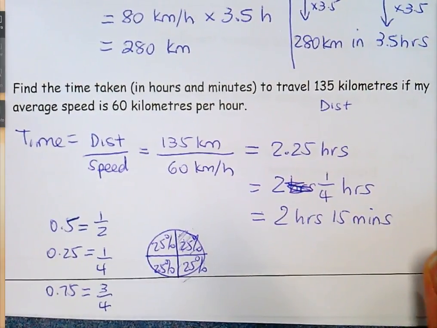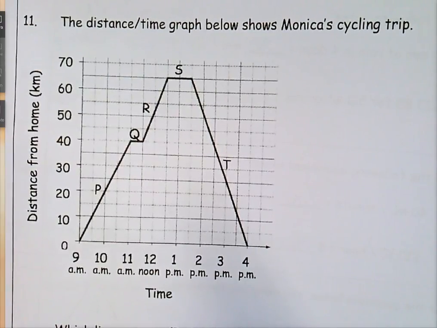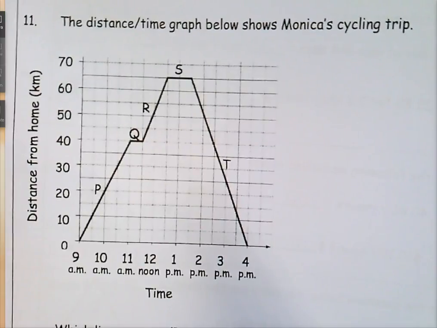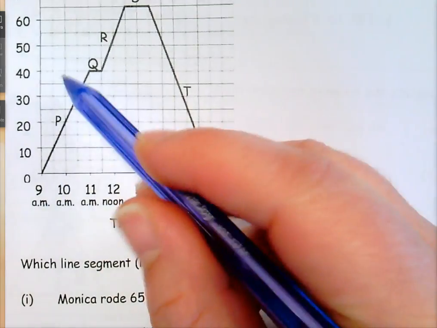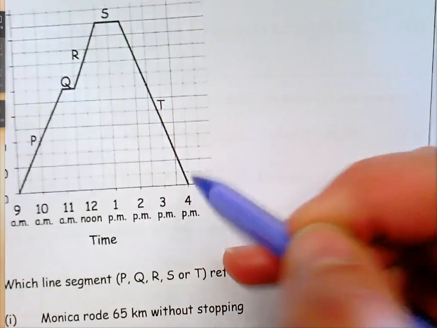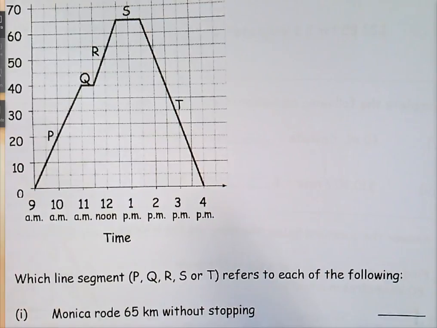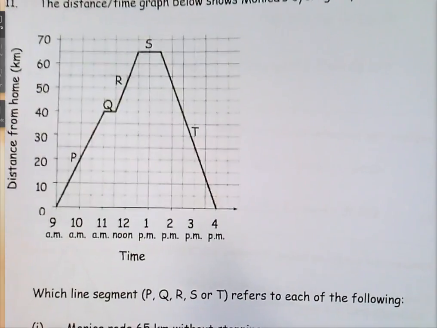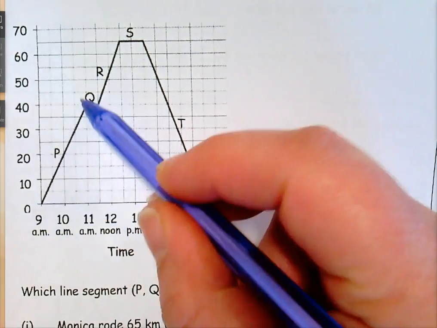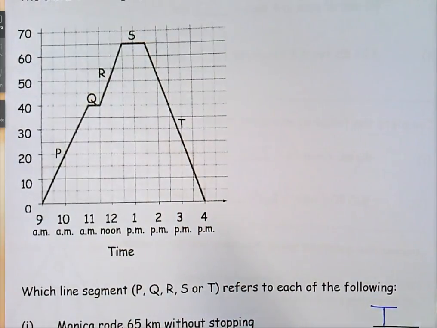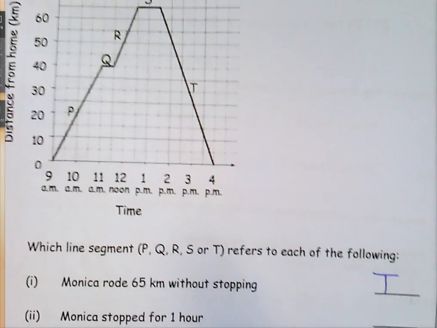All right, we'll go to the next question. Question 11. The distance time graph shows Monica's cycling trip. I know that you were really good with this last time we did it. Let's start. Which line segment, girls, P, Q, R, S, or T refers to each of the following? Where did Monica ride 65 kilometres without stopping? T. Yeah, section T. Look, the problem with P and R is that there's a stop at Q. So T is where Monica rode 65 kilometres without stopping.